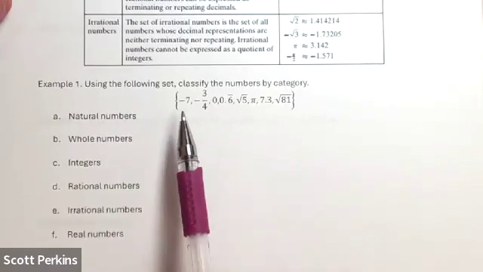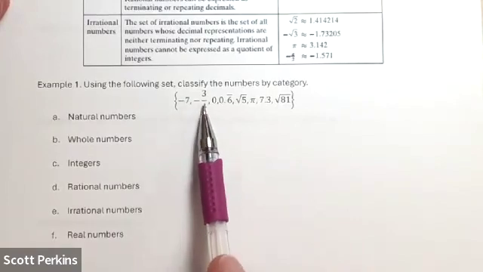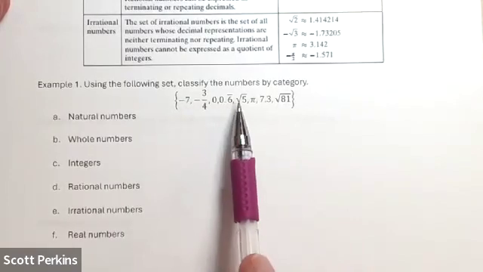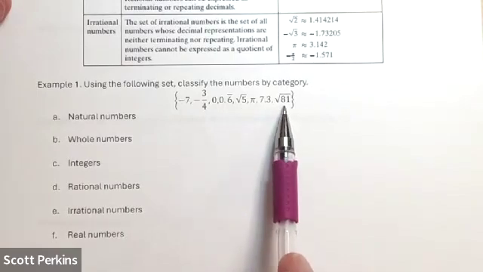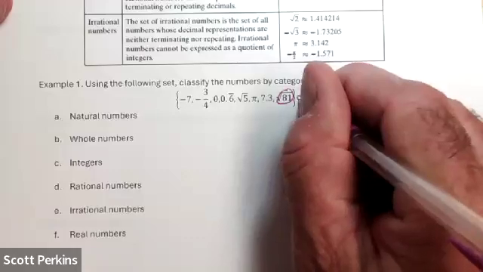So first thing I'm going to do is I'm just going to make sure each of these numbers is simplified. This fraction's reduced. That's simplified. The only one that's not simplified is the square root of 81. The square root of 81 is the same thing as 9.